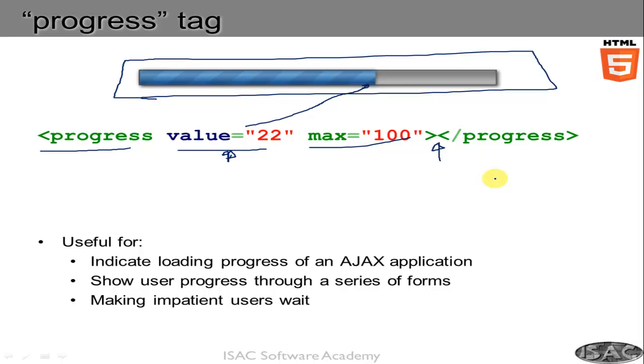Another thing is making impatient users wait. Let us assume that he clicks a button which generates a report, but generating that report takes a lot of time. So you can just keep displaying this progress bar as the report is getting ready, so that the user will see, okay, it is still taking some time, it will take more time. So for that purpose you can use this one.